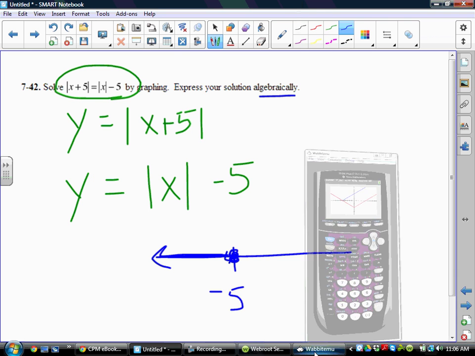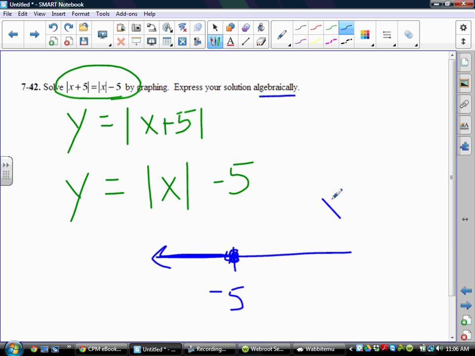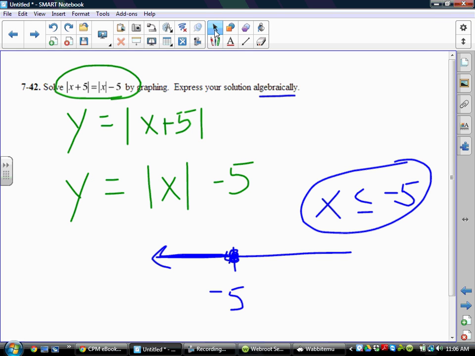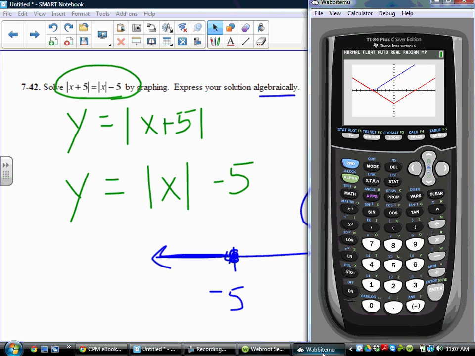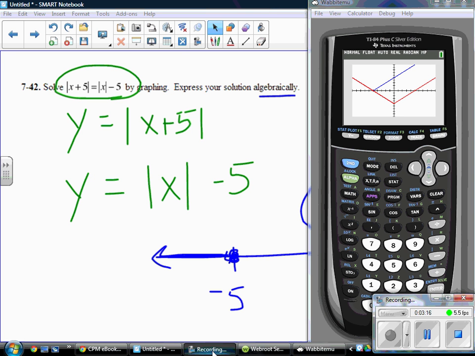Alright, so writing this algebraically, I'm going to say x is going to be less than or equal to negative 5. And that's going to be my solution. Because there's only x in my original expression, there's only an x in my final answer. So that's problem 7-42. Separate into graphing two equations. Where do they overlap? And we will stop.